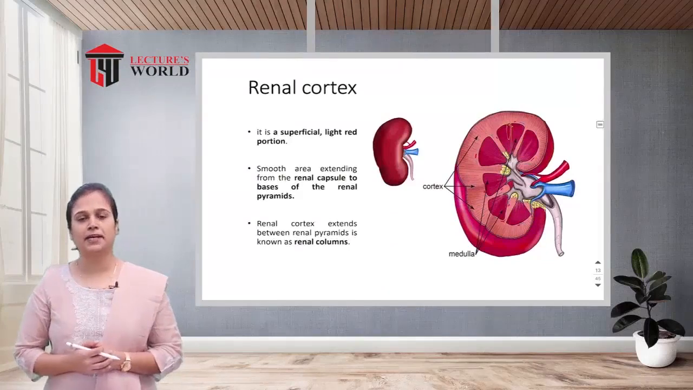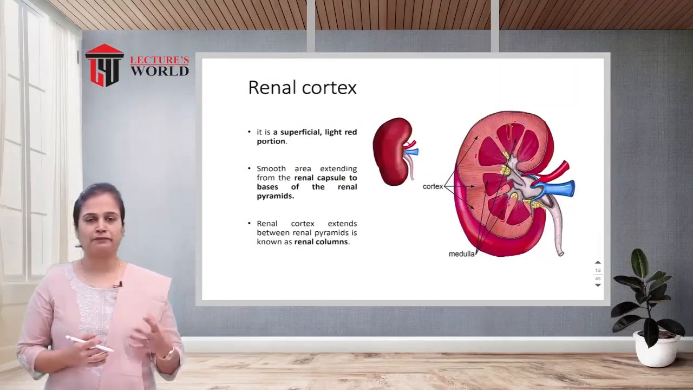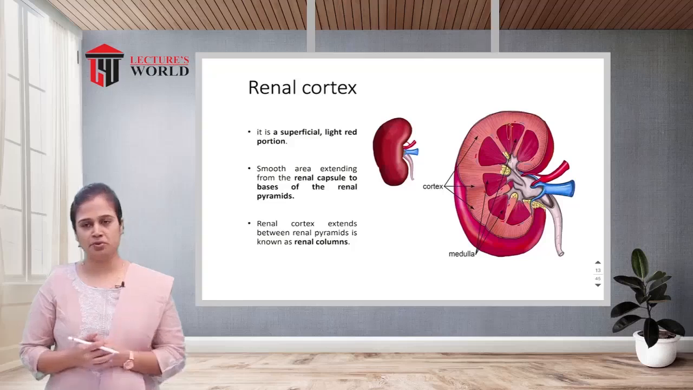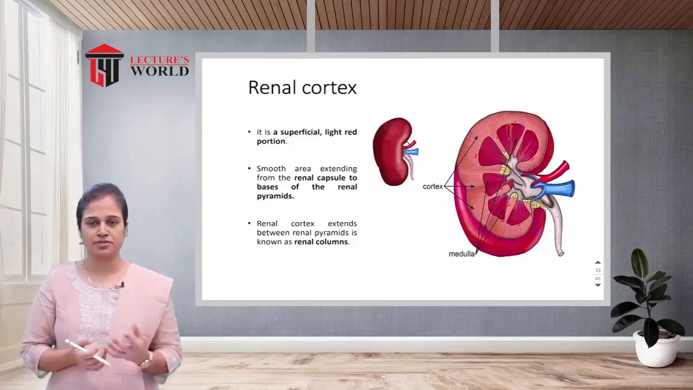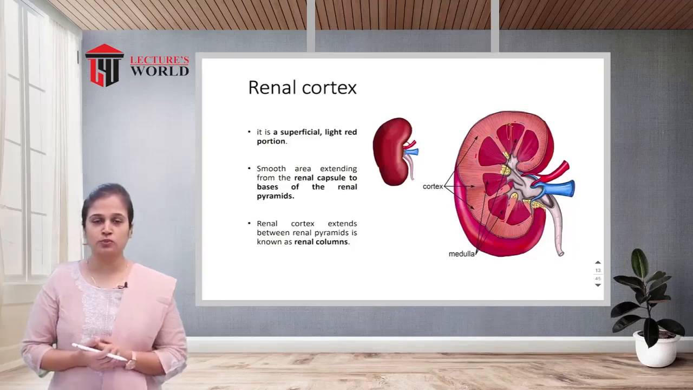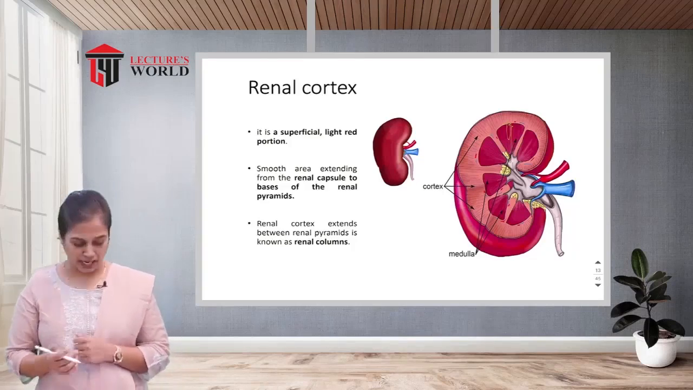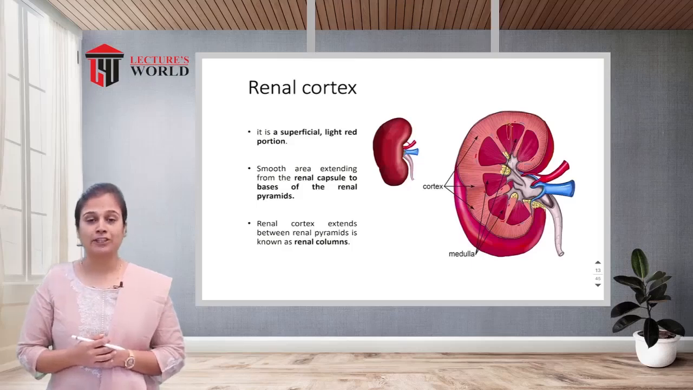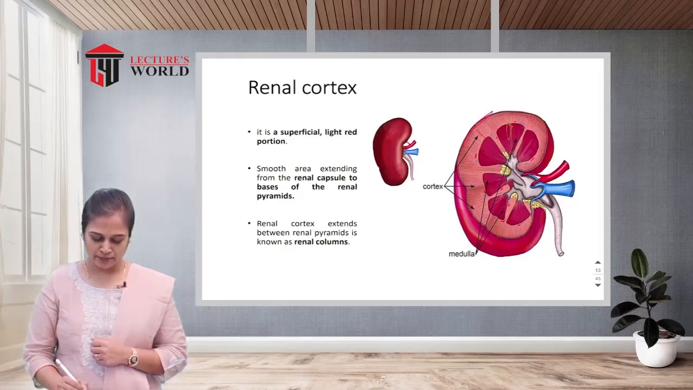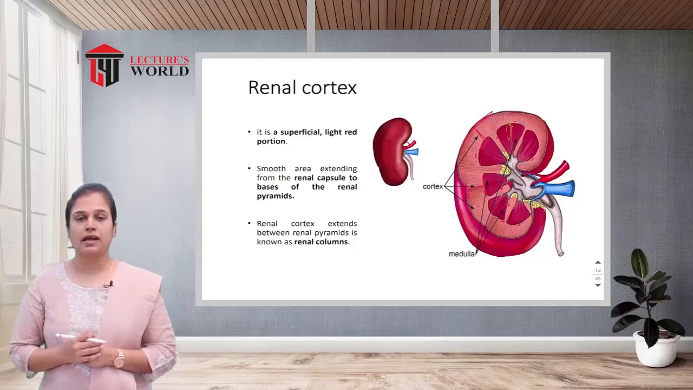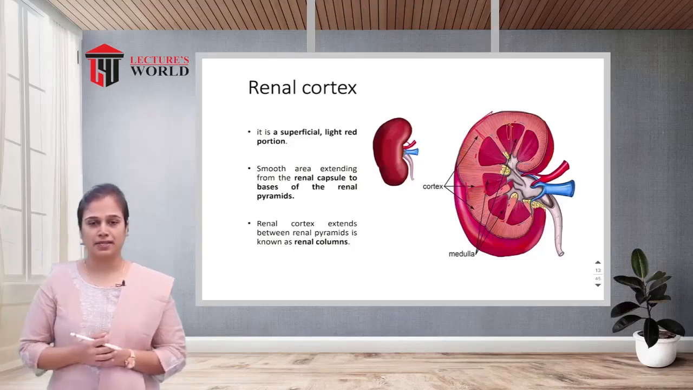Talking about the renal cortex, it is a superficial light red portion. The meaning of cortex itself is outer portion, the superficial portion. It is the smooth area extending from the renal capsule to the base of the renal pyramid. So you can see from the renal capsule till the base of the pyramid, this portion is called the renal cortex.